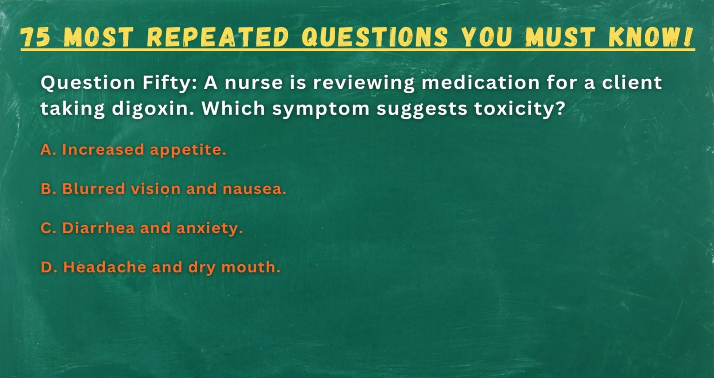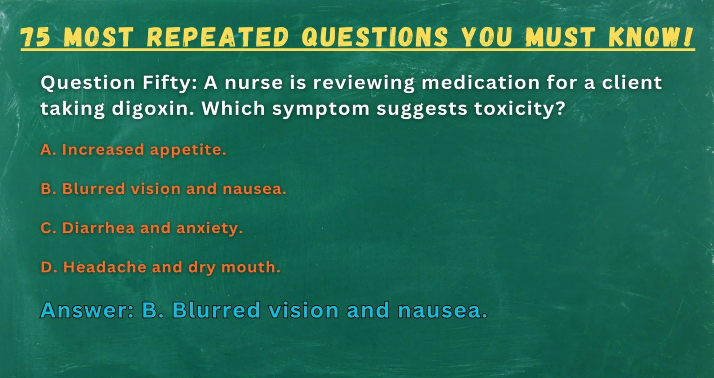Question 50. A nurse is reviewing medication for a client taking digoxin. Which symptom suggests toxicity? A. Increased appetite. B. Blurred vision and nausea. C. Diarrhea and anxiety. D. Headache and dry mouth. Answer, B. Blurred vision and nausea.